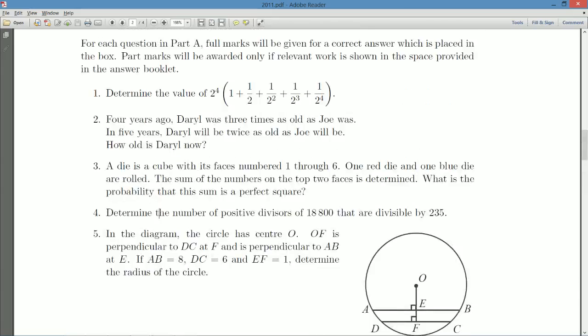So, number of positive divisors. Well, anytime we're trying to count divisors or factors, I immediately think prime factorization. Because if you prime factorize a number, you can easily tell how many positive divisors it has. You add 1 to each of the exponents and you multiply them all. Okay? But we want ones that are specifically divisible by 235.